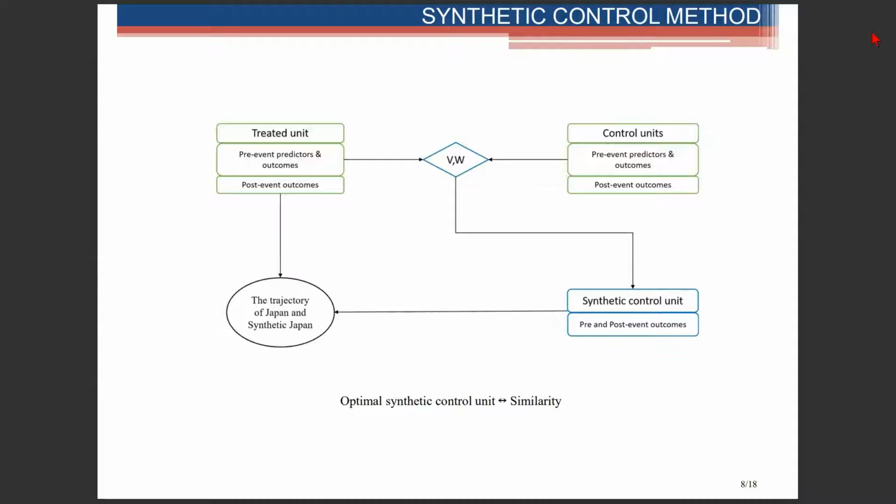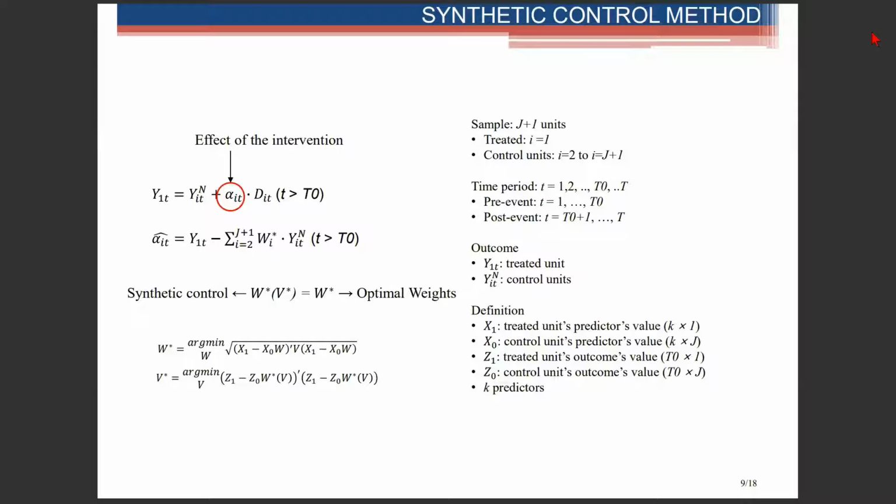The focus of this method is how I build that synthetic control unit. This optimal synthetic control unit depends on the similarity between treated and control. In this formula, my effect of intervention is alpha hat. It comes from the difference between the outcome with exposed intervention and the outcome without intervention. So I skip this one.